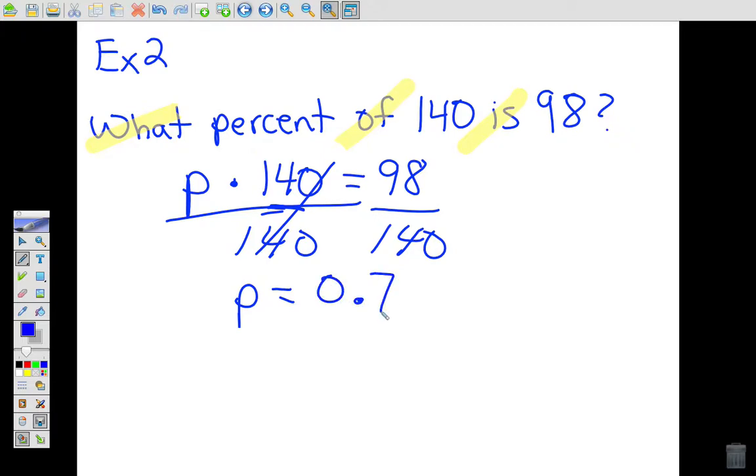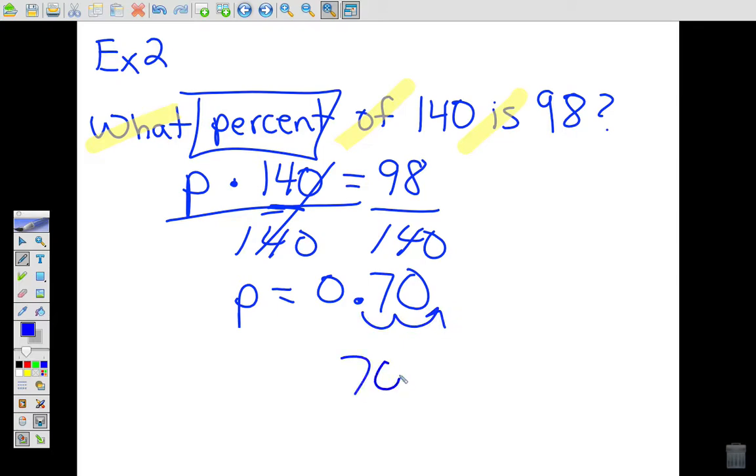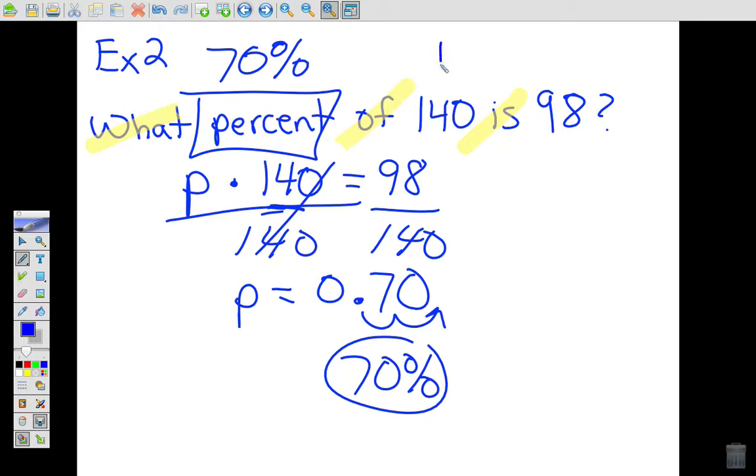But I'm not done, because they want to know what percent. So how do you change a decimal back to a percent? Well, you move it back to the right 2 places. So it's 70%. Now let's go back up here and see if that makes sense. Supposedly 70%. Now I know 70% is over half. So 70% of 140 is 98. I know that half of 140 is 70. And if I take 70%, I'm going to take more than half of it. So more than half of 140. Yeah, it looks like 98 makes sense.